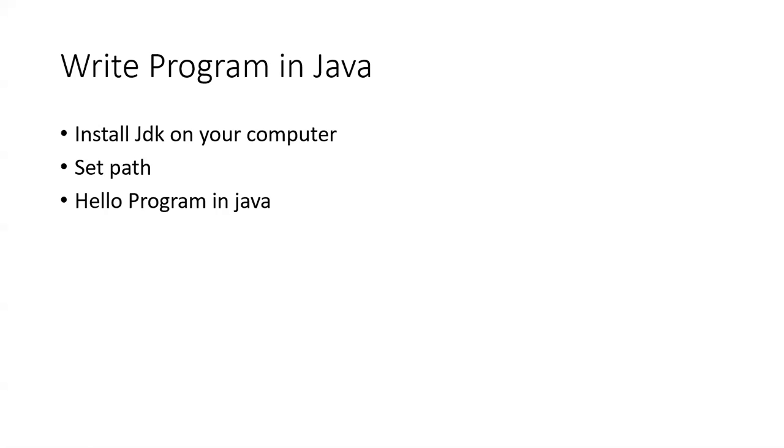Today we are going to see how to get input from the user in Java programming. Before that, let's review the last lecture. In the last lecture, we saw how to write a program in Java, how to install JDK on our system, how to set a path, and we saw some simple programs in Java.